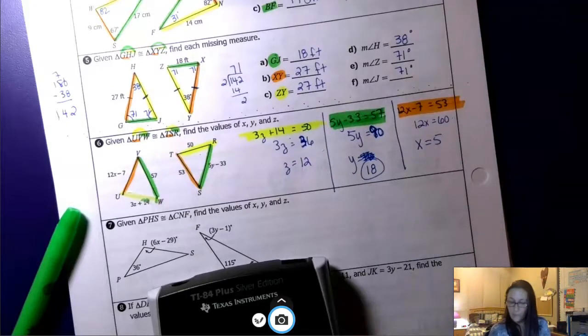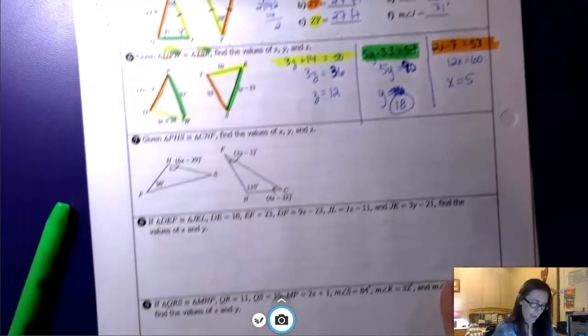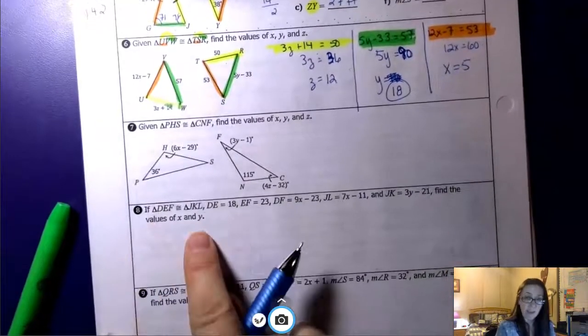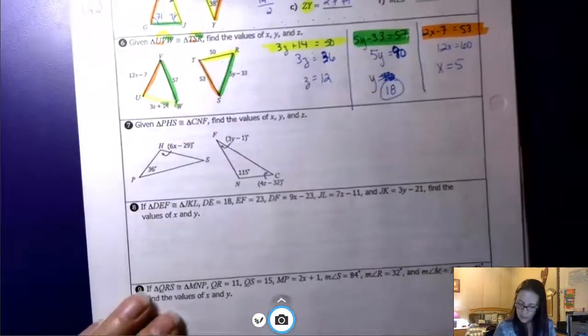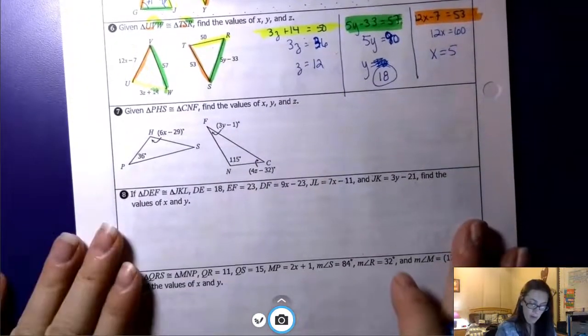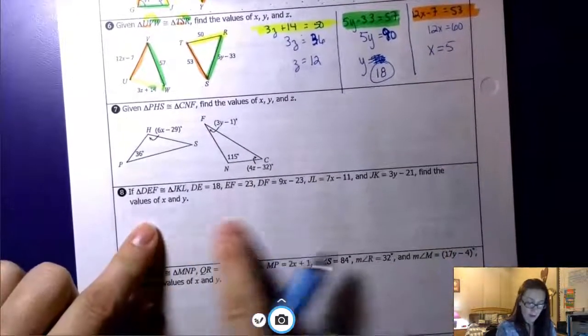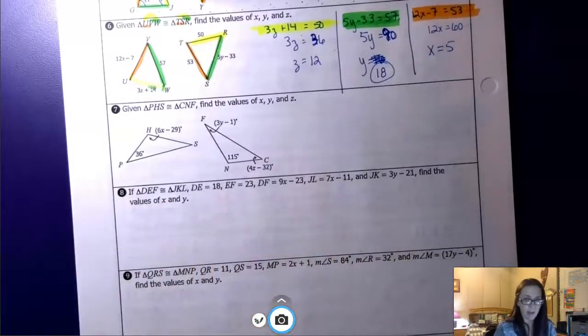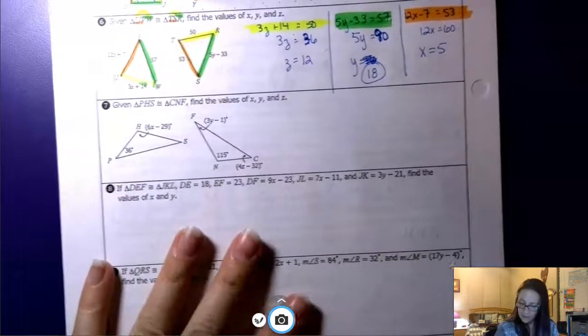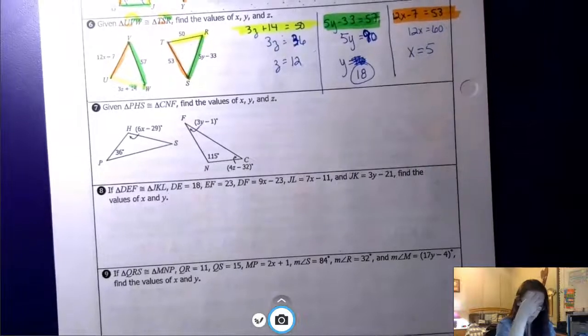Apologies. I have one more problem I wanted us to do to end this, and it's question number 8. My suggestion is that you could draw it. I like drawing it, but you can also use your highlighters for everything. So go ahead and see if you can set up these equations and solve for x and y.